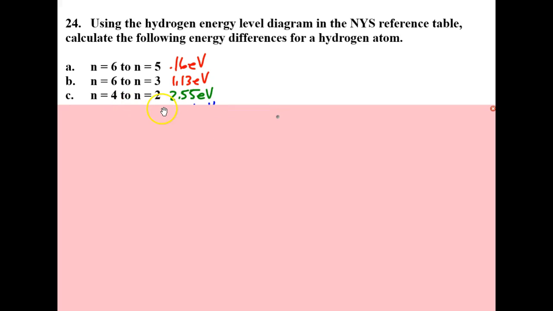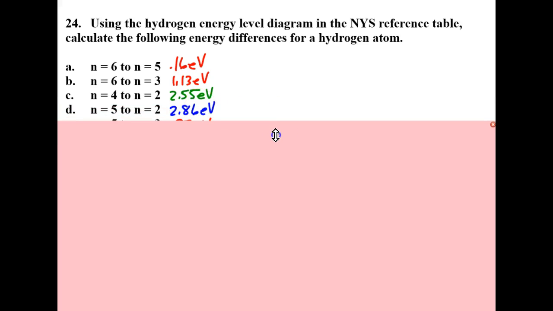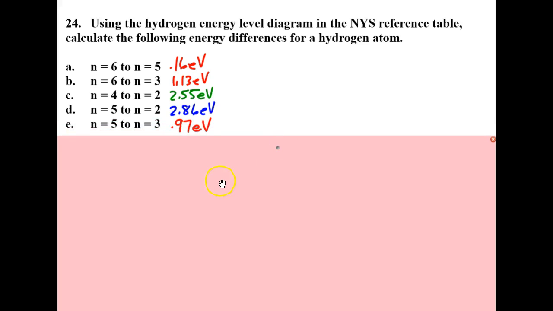From 4 to 2, 2.55 electron volts emitted. 5 to 2, 2.86 electron volts emitted. And 5 to 3 should be 0.97 electron volts emitted. And again, all you're doing is taking the value of the energy it has in the initial state and subtracting the energy it has in the final state. And you should get these respective values.